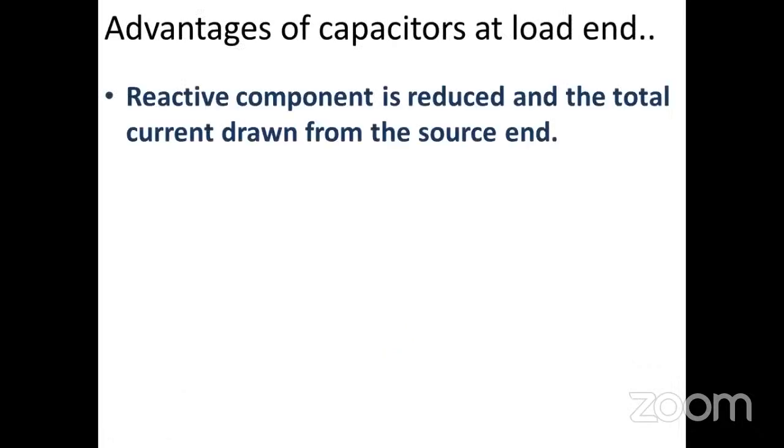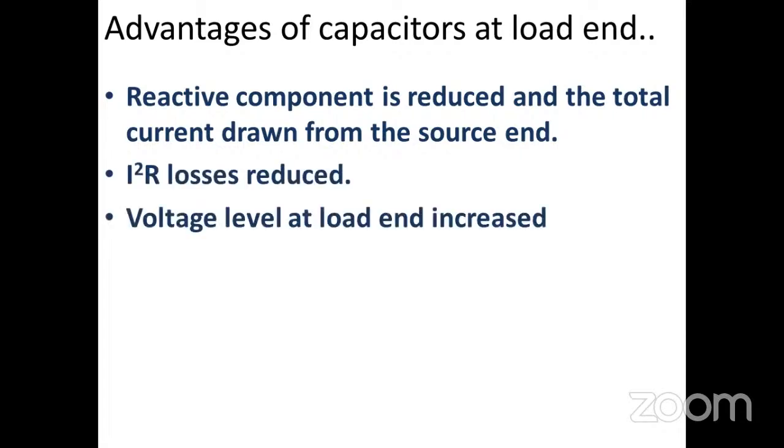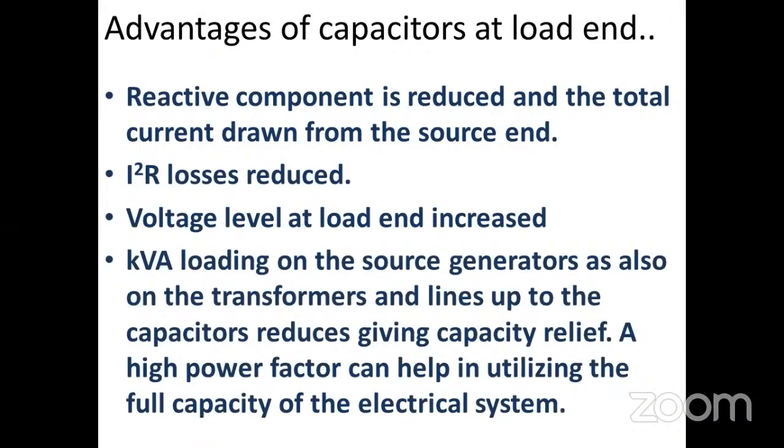Advantage of capacitors at load: the reactive component is reduced, and so is the total current drawn from the source end. When we use the capacitor at the load end, the reactive component is reduced. That means the lagging current will be compensated, and the total current drawn from the source end will also become less. I squared R loss is reduced. Voltage level at the load end is increased. kVA loading on the source generators, as well as on the transformers and lines up to the capacitors, reduces.